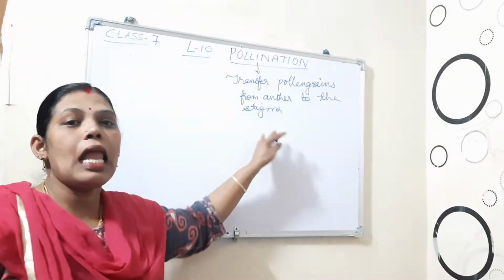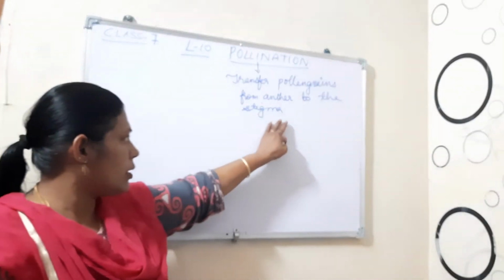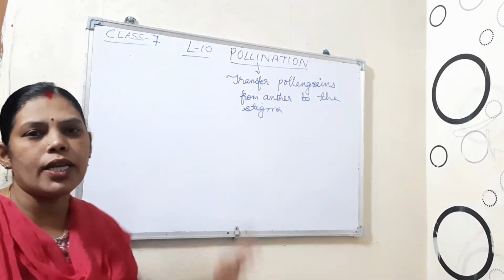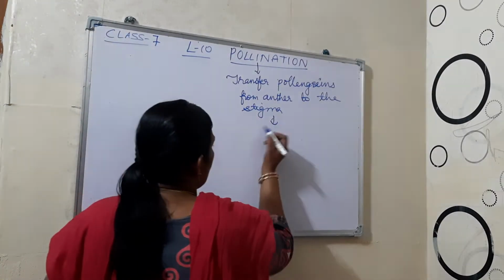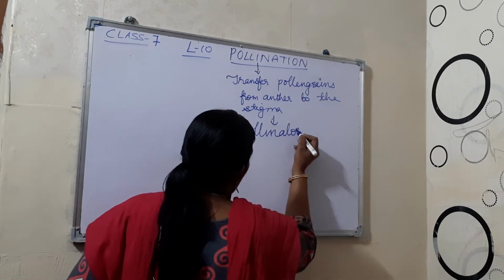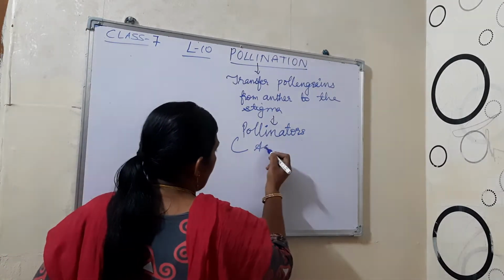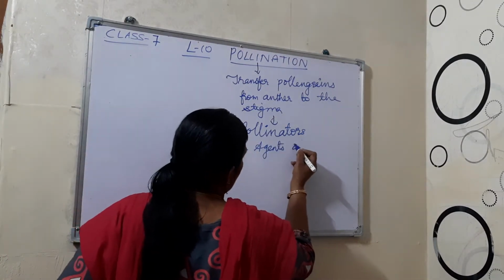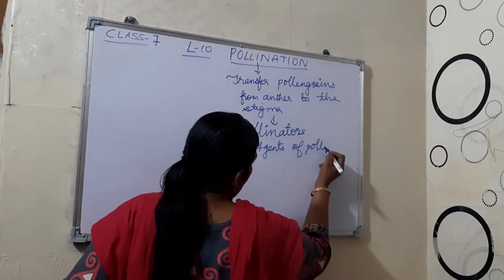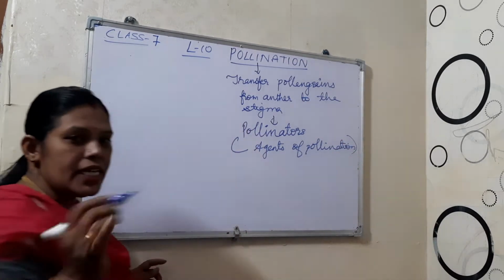And those who help with pollination are known as pollinators. Okay, what are they? Pollinators. The pollinators are the agents. We can call them agents of pollination. Okay, so what are the different agents?